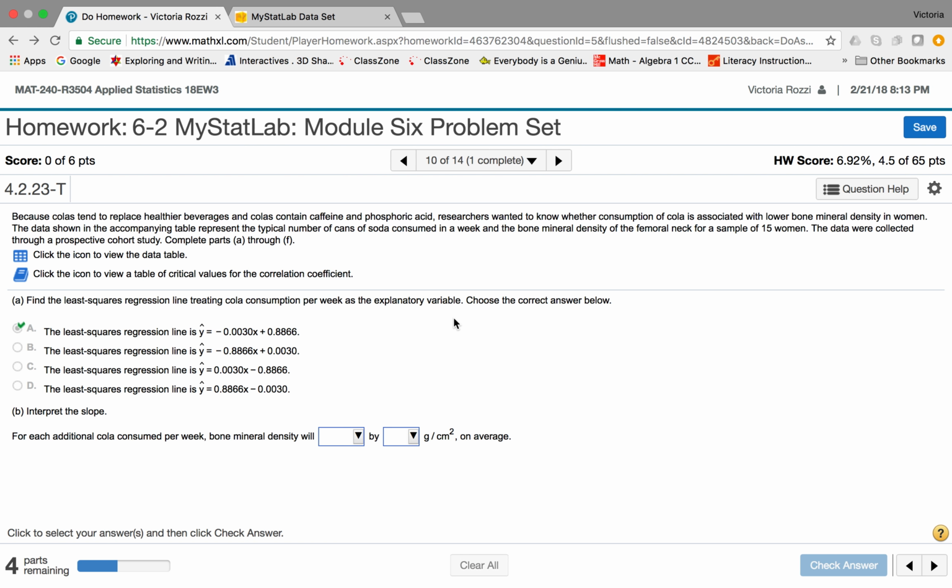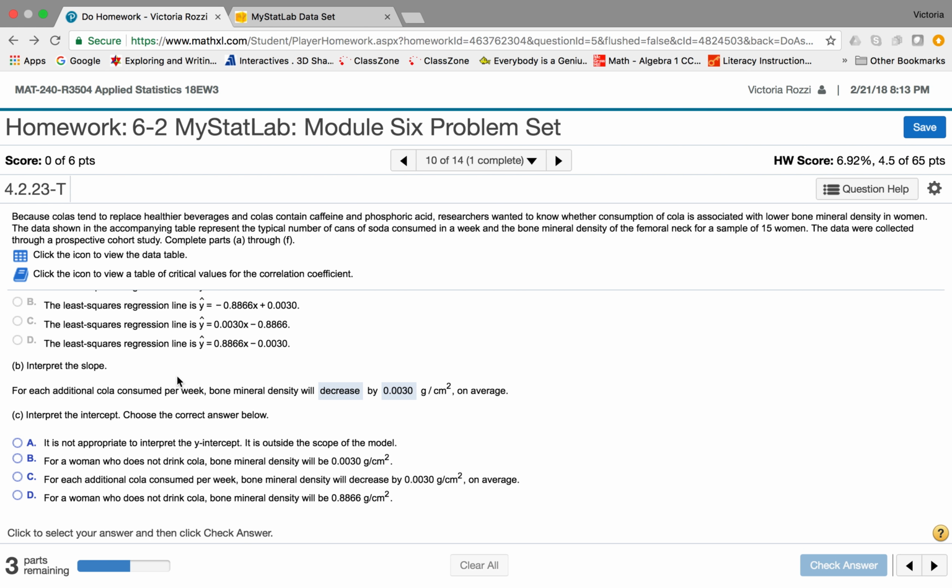Now here, interpreting the slope. Slope, if you remember, is rise over run, and in this case that's y's over x's. So as the cola consumption changes, it looks like the bone density is going down by 0.003. So for every one increase in cola consumption, you have this 0.003 decrease in bone density. So we'll say that it will decrease by 0.0030 grams per centimeter squared on average. And you can see that you're looking just to match this value to your slope. And click Check Answer.